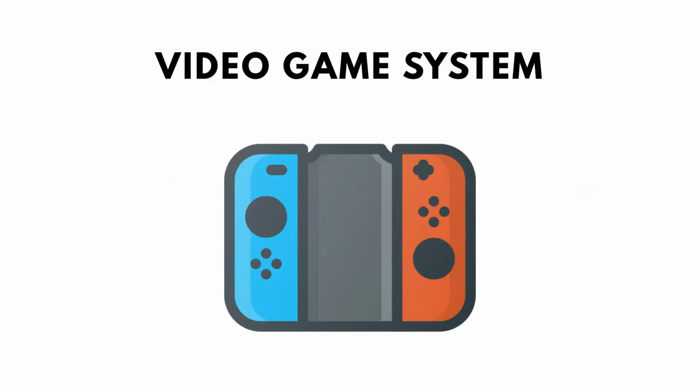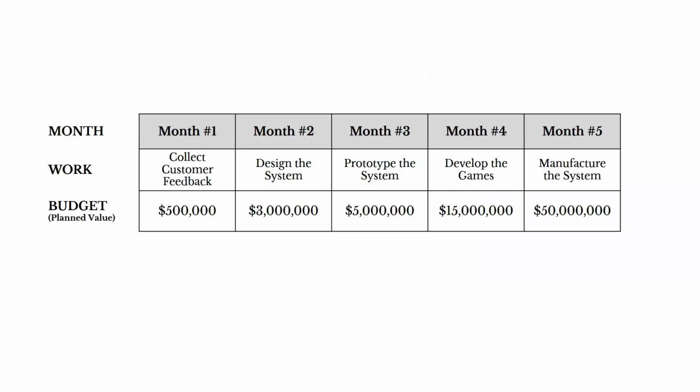Okay, let me give you an example of a video gaming system, maybe Nintendo Switch. This is a simplified example, but we're looking at getting the project done in 5 months. Each month we're planning to accomplish the work mentioned here. In month 1, we want to collect customer feedback. In month 2, design the system. In month 3, prototype it, and so on. And in the bottom row, you're going to see our budget, what we've planned to spend, our planned value, for each month and each piece of work.